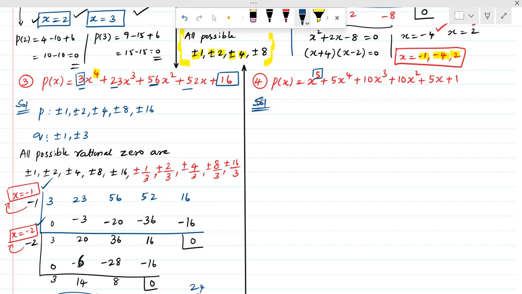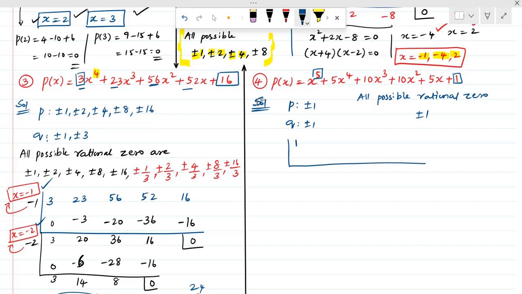So I just write it here 1. P value is plus or minus 1. And Q value is what? Also 1. Therefore, you will get only one chance of getting the possible zeros. All possible zeros will be plus or minus 1. Either you will get plus 1 or minus 1. So it is a very interesting problem. Let us go with this.